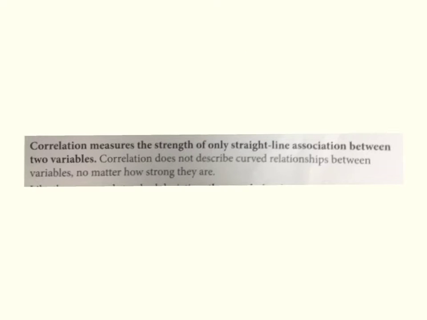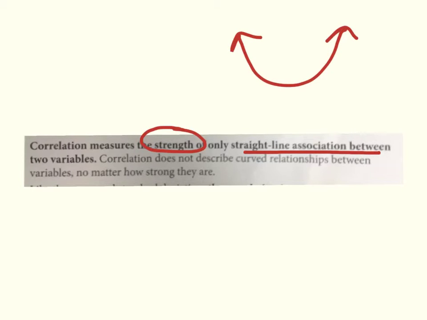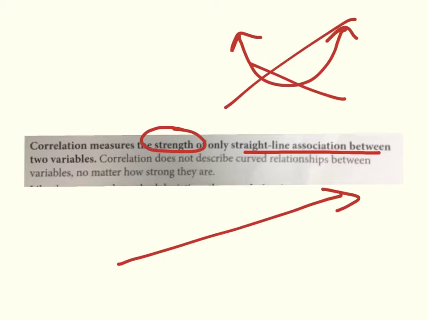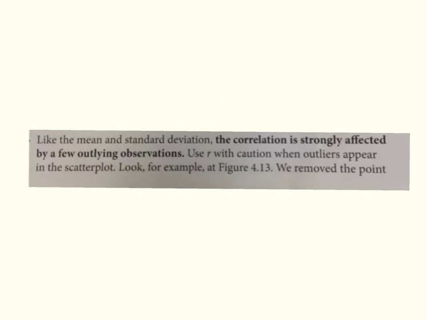We talked about this. Correlation measures the strength of only straight line associations. So if you have a curve or a parabola, it's not going to measure the strength there. It only measures straight line associations. Just like mean and standard deviation, the correlation is also strongly affected by a few outliers.